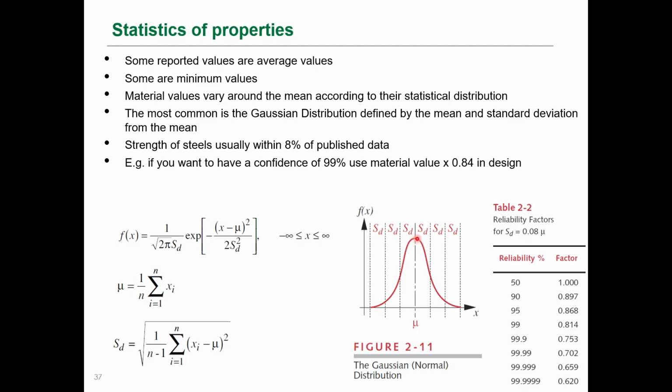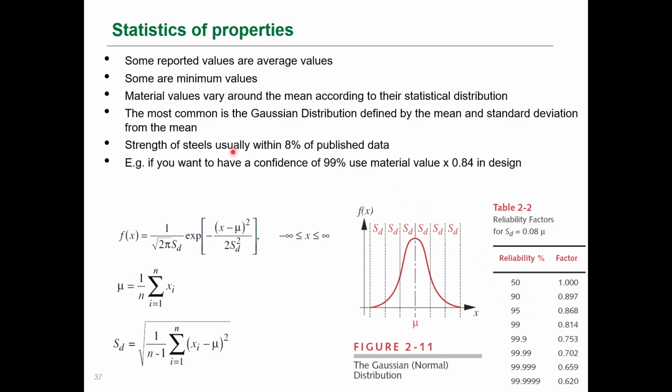Okay, so if we want a reliability of 50%, then we can just take that value to the bank. If we want a reliability of 90%, we can take the published value for that strength and multiply it by 0.897. Now, if we want a 99% confidence that that value is going to be within that threshold, then we need to take the published value and I'll only take about 80% of it, multiply it by 0.814.